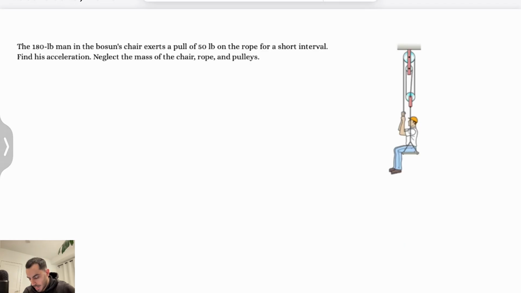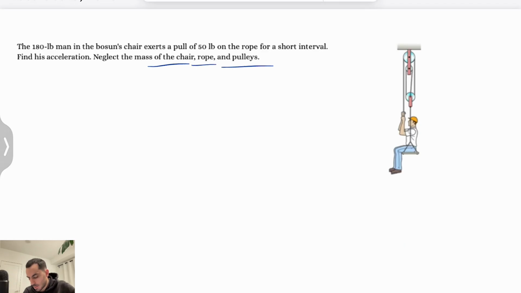We're going to be solving another question from Dynamics in Engineering Mechanics by Meriam. We have a 180-pound man in the boatswain's chair who exerts a pull of 50 pounds on the rope for a short interval. We need to find his acceleration, neglecting the mass of the chair, rope, and the pulleys.